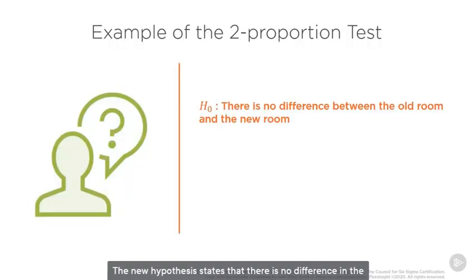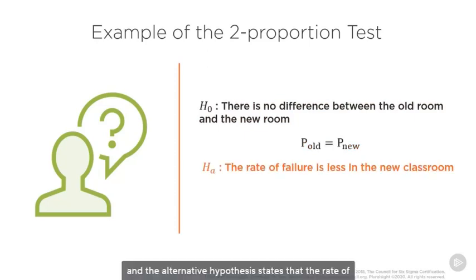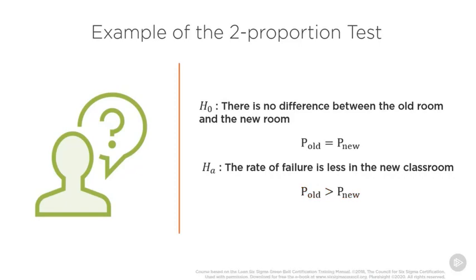The null hypothesis states that there is no difference in the failure rate between the old room and the new room. Here is how we can demonstrate that. And the alternative hypothesis states that the rate of failure is less in the new classroom. Once more, this is how you can demonstrate the alternative hypothesis.